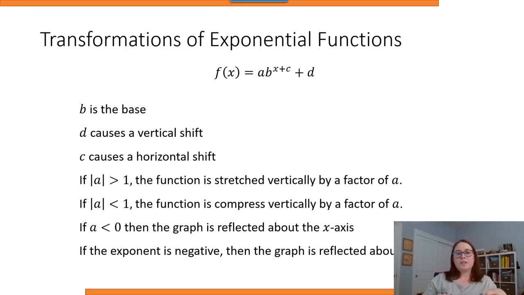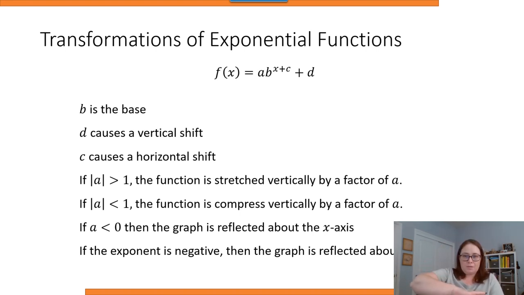The number a out front, if I take the absolute value of it, if it's greater than 1, then that will stretch the function vertically by a factor of a. Like we saw in that last one, it was pretty steep. It was stretched vertically. If the absolute value of a is less than 1, then it's compressed vertically. It's squished and kind of goes out fatter. If a is less than 0, then the graph will be reflected about the x-axis.